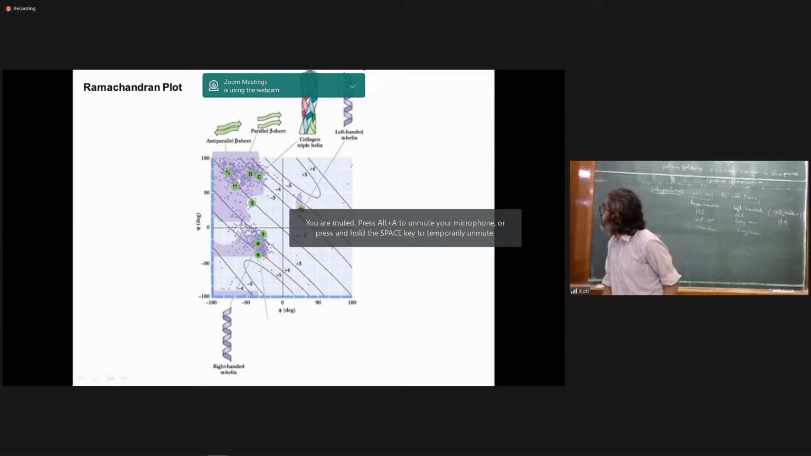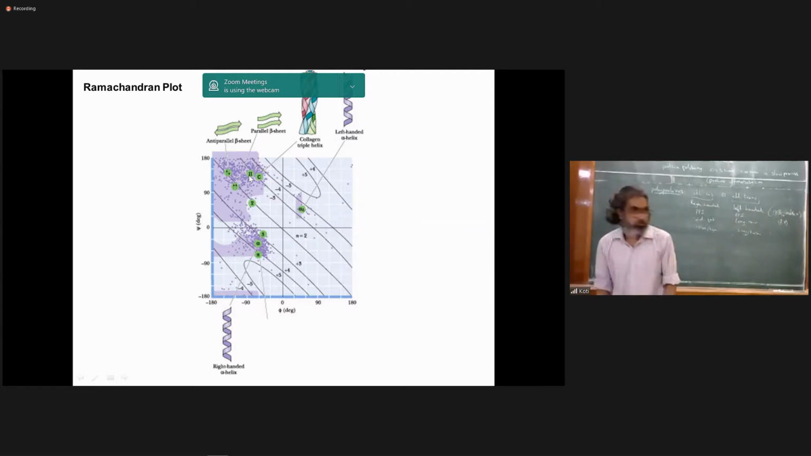So PP2, though it is left-handed, for right-handed and left-handed, it falls here, and then PP1 also falls somewhere here. I forgot. It's not presented here, but it should be here. Okay, so let's come back to.